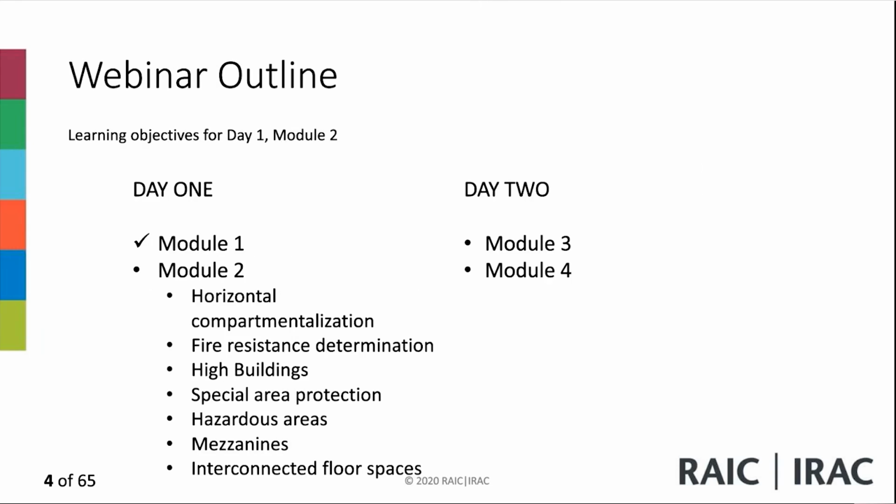So we finished module 1. We're going to go into module 2. We're going to look at horizontal compartmentation. We're going to look at fire resistance, how we determine fire resistance. We're going to look at high buildings, special area protection, hazardous areas, mezzanines, interconnected floor spaces.